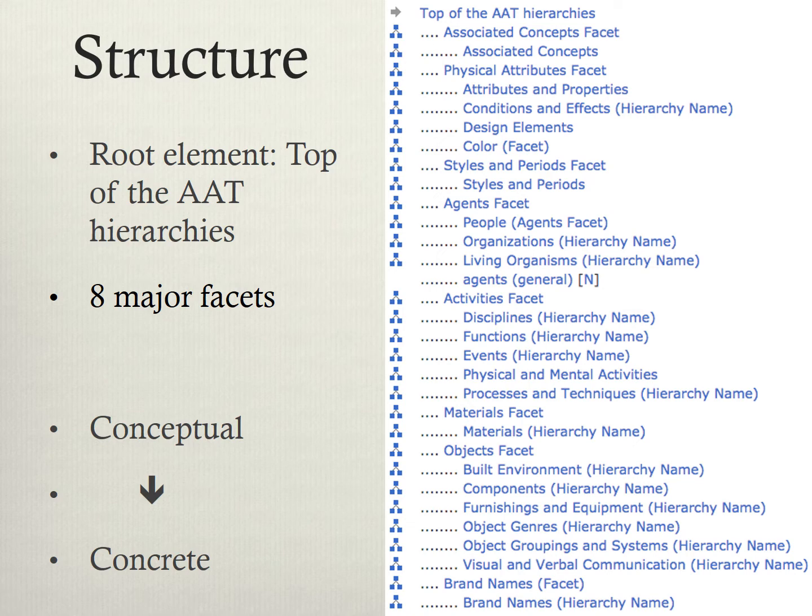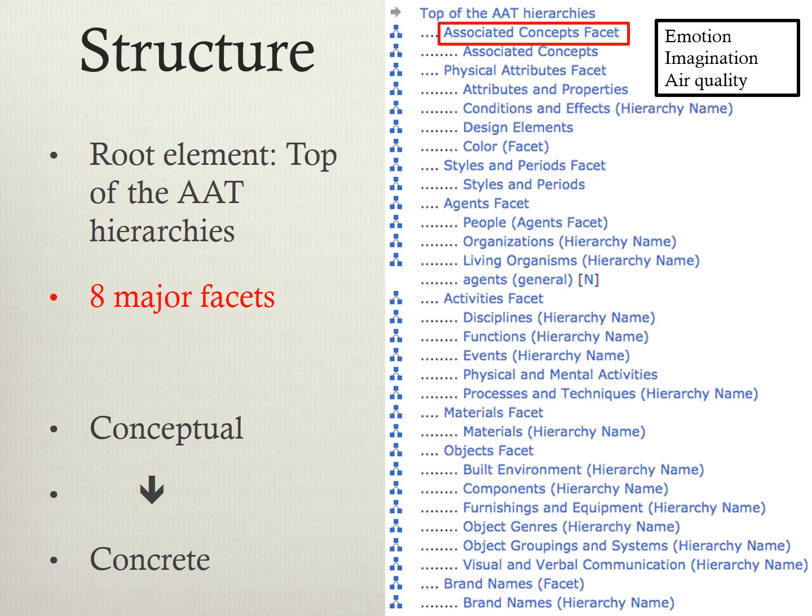The facets themselves are ordered from abstract ideas to concrete physical objects, and you can see a list of all of the facets there. There are 8 of them. The associated concepts facet at the top is dealing with things. In that box you can see some of the examples: emotion, imagination, air quality, just some samples.